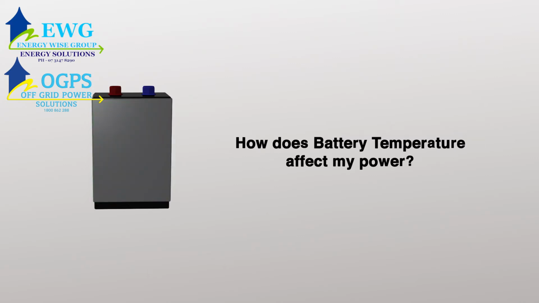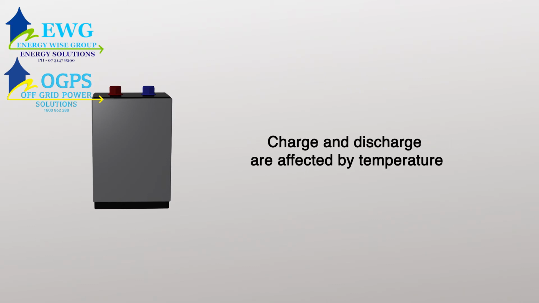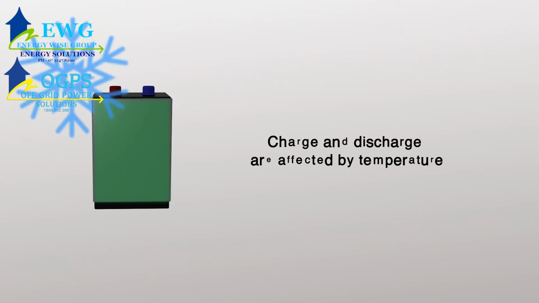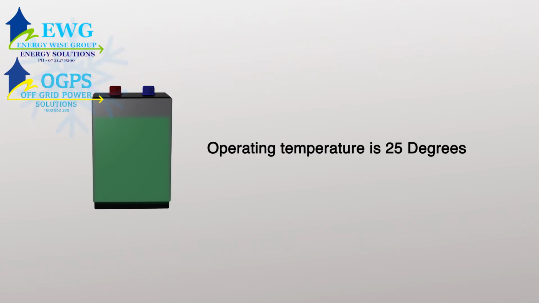How does battery temperature affect my power? Charge and discharge inside the cells of a battery are affected by temperature. A higher temperature will allow for more rapid discharge, but a significant reduction in expected battery life. Generally, a battery's nominated operating temperature is 25 degrees.